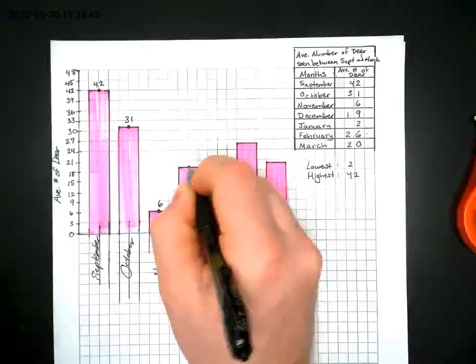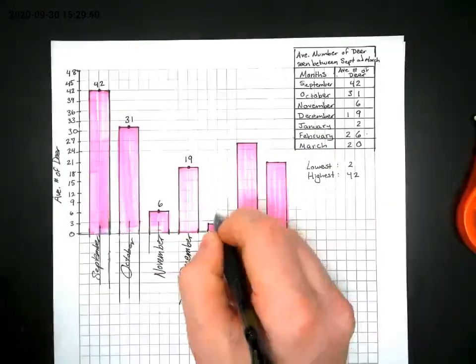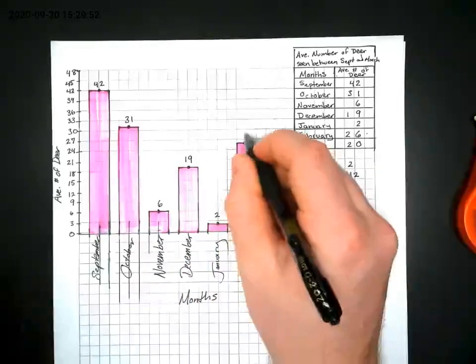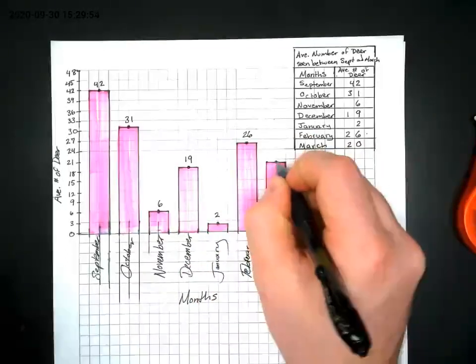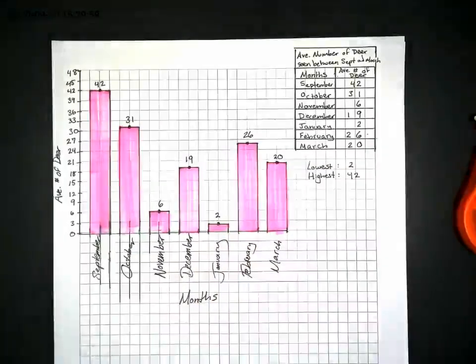Because it can make it easier for the reader to understand the values and know what's going on, and have a better sense of how you constructed your graph and the differences between the values that you recorded.